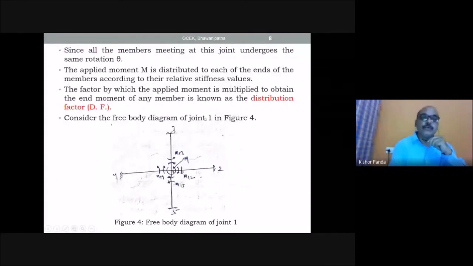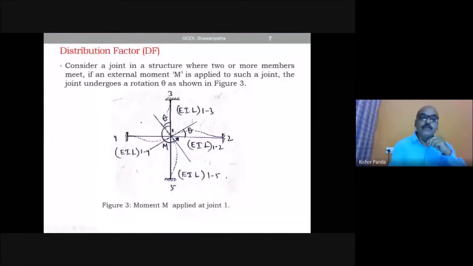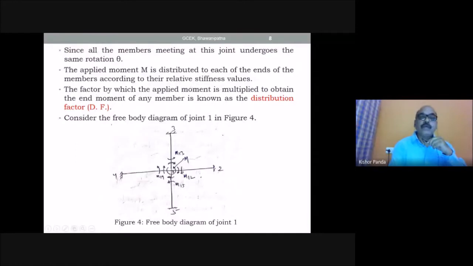Then what you have to do? What is the moment here? This moment you have to distribute to the end of each member. The factor by which the applied moment is multiplied to obtain the end moment of any member is known as the distribution factor. So this is the factor.